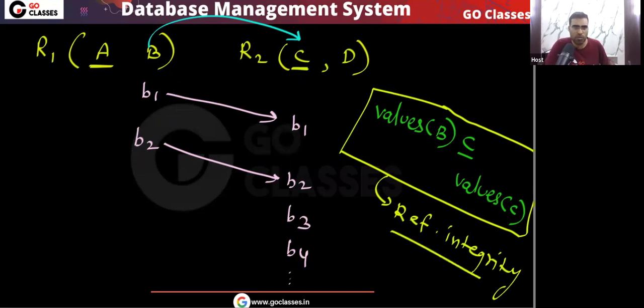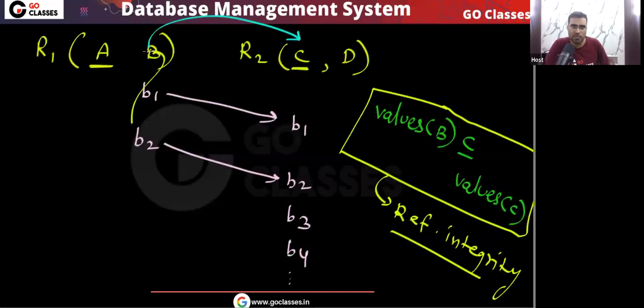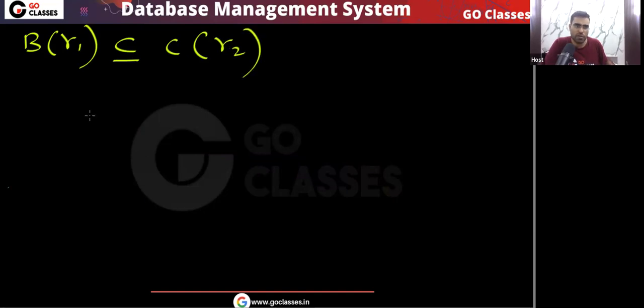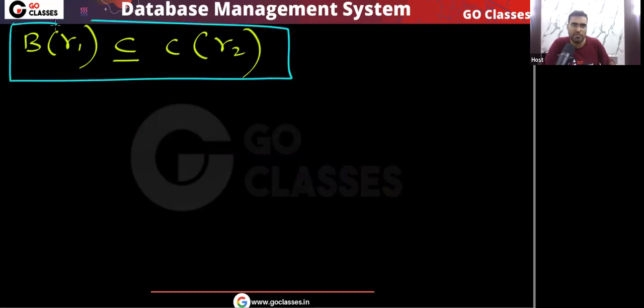So tell me, what should always be true? I can easily say that B minus C must be phi. Yes or no? Very simple point. Remember values, I can say this B is a subset of C. In simple words, I can say this B of R1 must be a subset of C of R2. This is referential integrity.